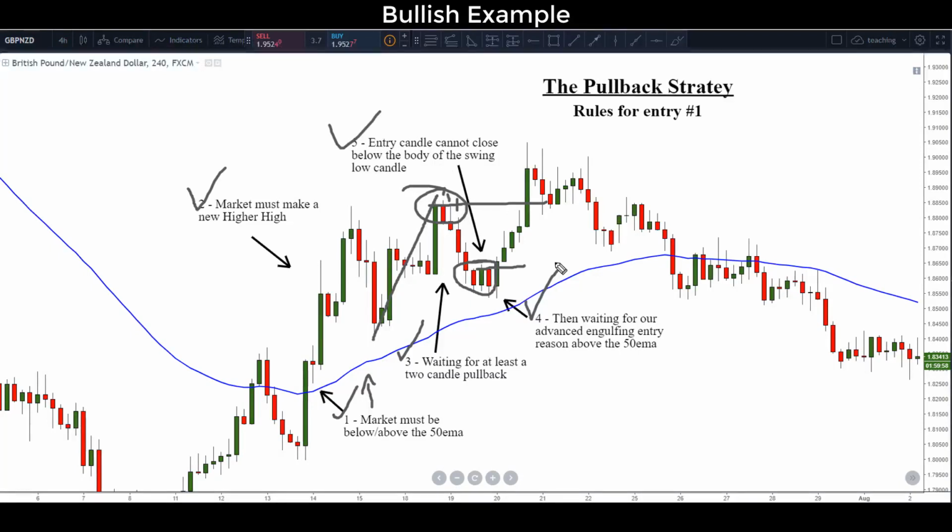In the next video we're going to take a look at entry number 2 for the pullback strategy, which is very similar to entry number 1, and then we'll dive into targets and stops. So let's go ahead and move on to the next video, take some notes on that video as well, and I'll see you guys in that lesson.